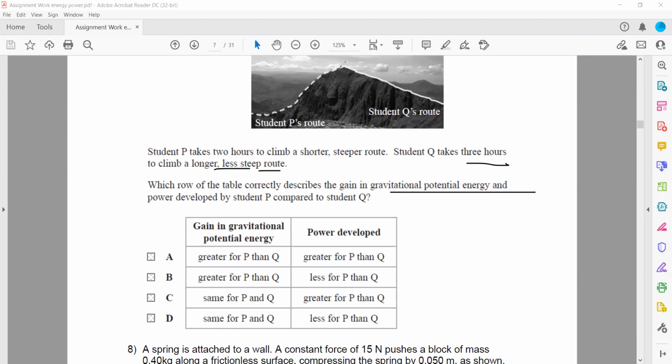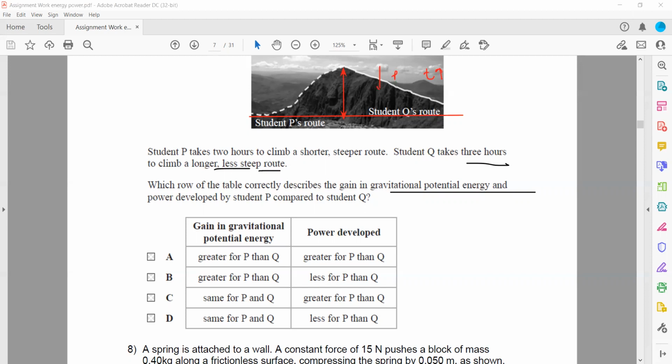Potential energy, or work done, does not depend on the route. It depends on the starting position and the final position. Both are starting from the same height, which means the potential energy will be the same. But what about the power? The one who takes more time means he developed less power.